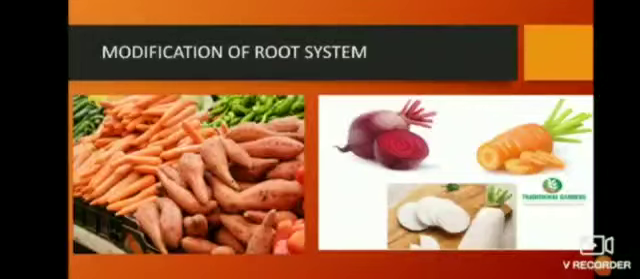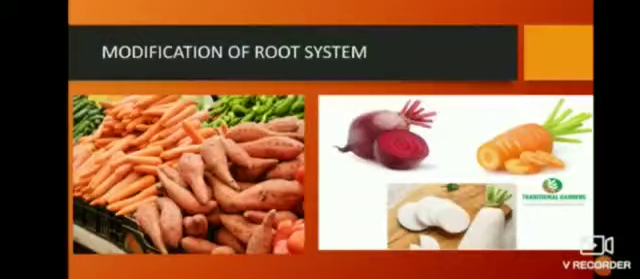These plants are storing food in their roots, and these roots bulge out. These bulged out roots are called tuberous roots. So, what are tuberous roots? What are the examples of tuberous roots? What you are seeing in this picture: carrot, sweet potato, beetroot, and radish. These are the tuberous roots.